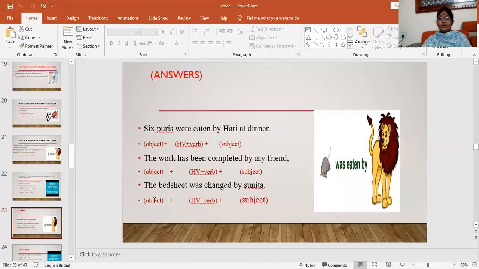Now, if you have finished doing, let us see the answer. The bed sheet was changed by Sunita. See, the object has come to the subject place, the subject has gone to the object place, and we made the necessary changes with the verb. Now, let us do some more.